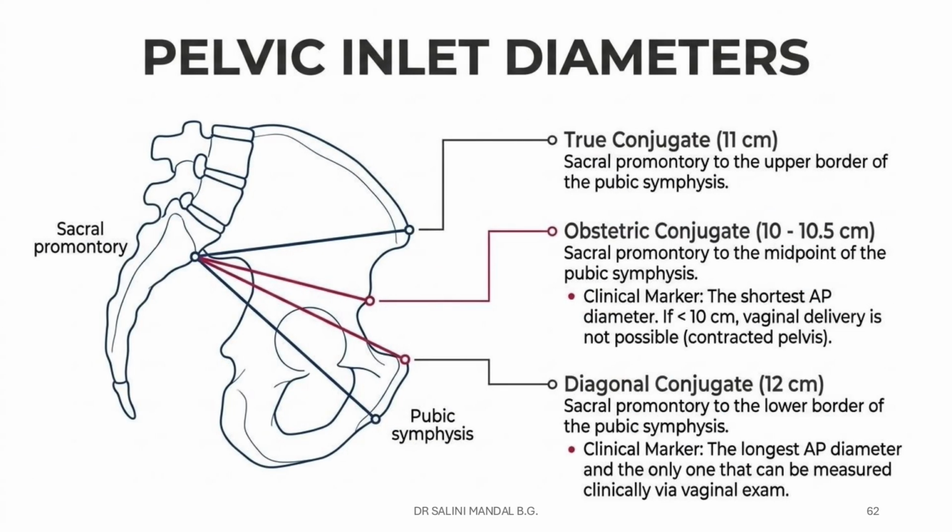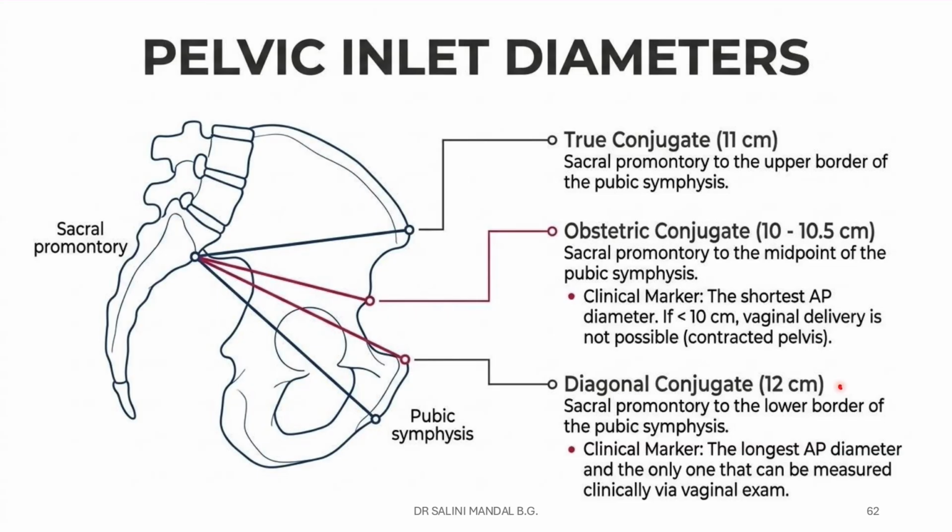Now let us talk about the pelvic inlet diameters quickly. One is the true conjugate, which is the sacral promontory to the upper border of the pubic symphysis, that is 11 centimeter. Then we have the obstetrical conjugate, that is sacral promontory to the midpoint of the pubic symphysis, that is 10 to 10.5 centimeter. This is the shortest anterior posterior diameter. If less than 10, that means it is a contracted pelvis.